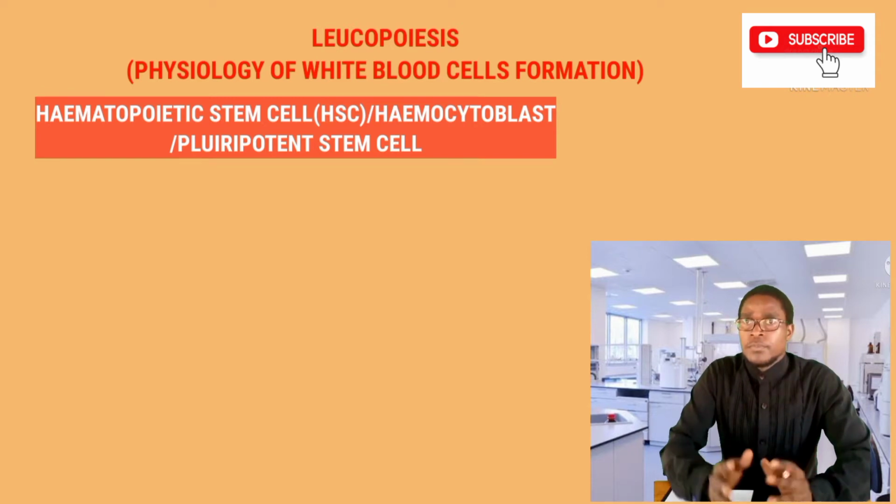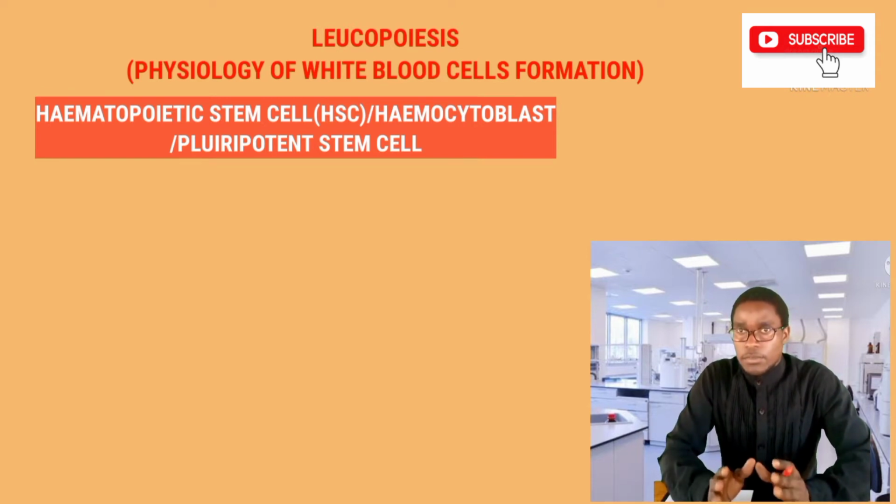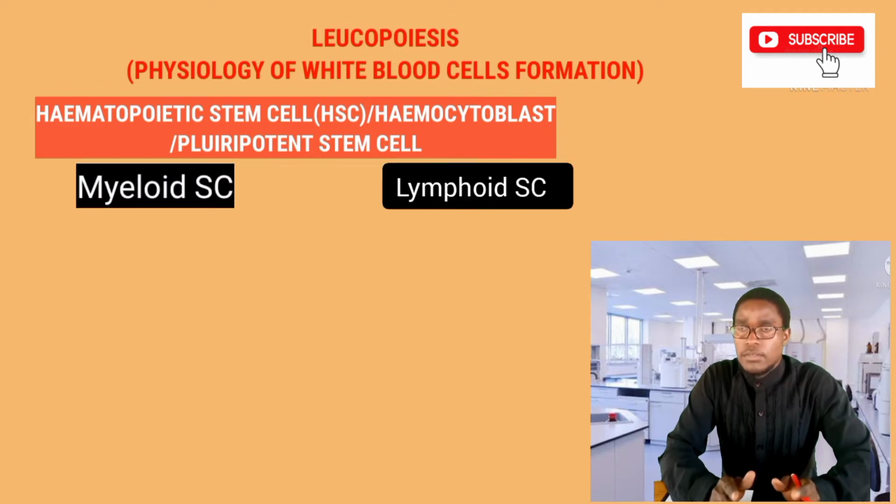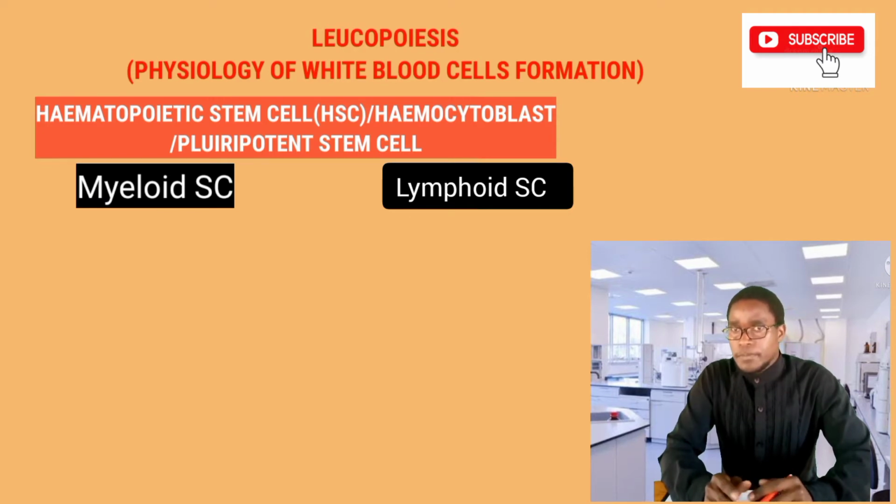So today we are looking at it in line with white blood cell formation. The hematopoietic stem cell has the ability to differentiate into either a myeloid or a lymphoid stem cell. So for white blood cells, it will differentiate into the two lineages, the myeloid and the lymphoid, because the lymphoid will give us the lymphocytes and the myeloid stem cells will give us the granulocytes and the monocytes.